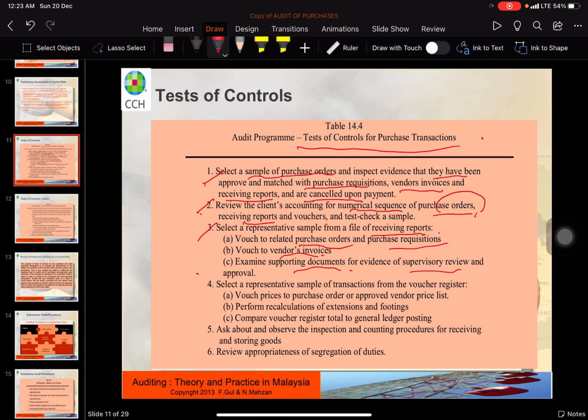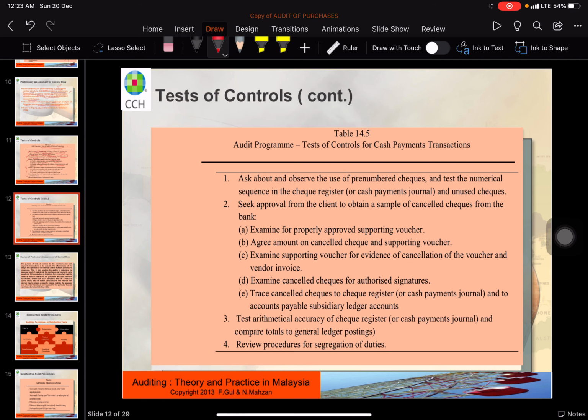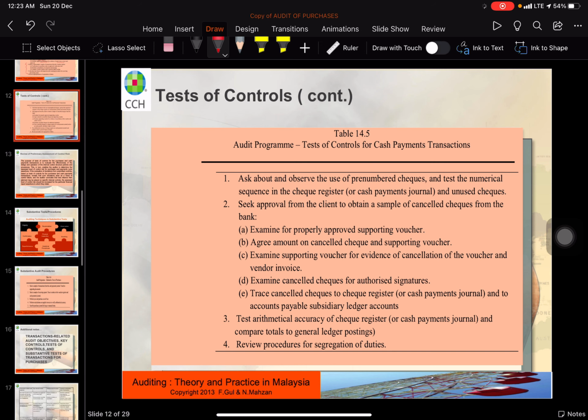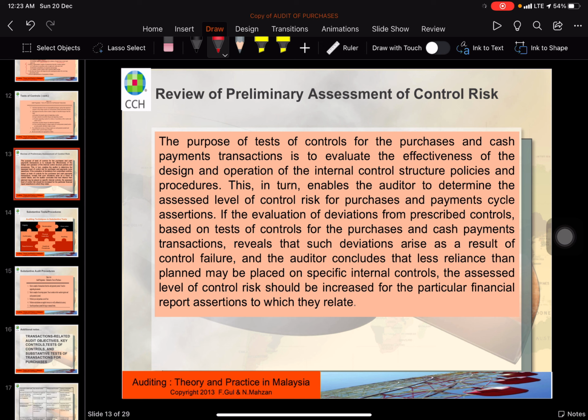Alright, the rest I think you can read on your own. So this continues, and you have to read it on your own. These are the tests of control to see whether they follow the procedures or not, based on the flowchart from before. Alright, so review of the preliminary assessment of control risk. Number one, for the purpose of tests of control, purchase and payment.